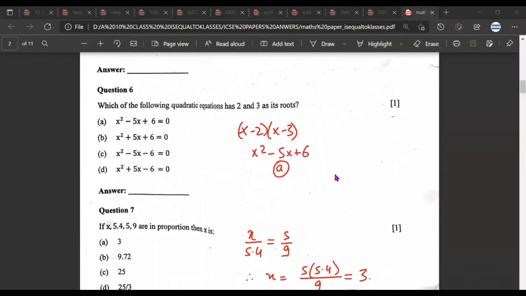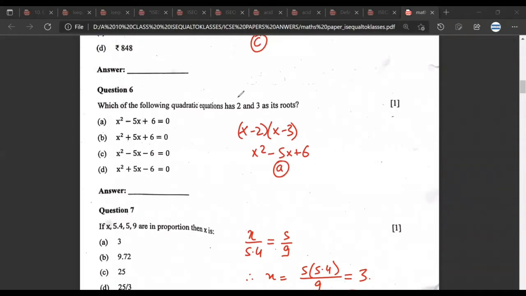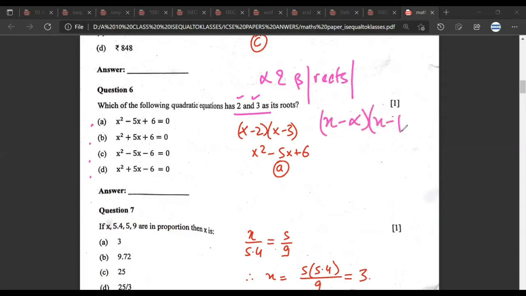Question number 6. Which of the following quadratics has 2 and 3 as its roots? See, one way of doing this question is to put 2 and 3 in all these equations. And if you are lucky, you will find the answer to be A or B. But a better way of doing this question is to remember that if alpha and beta are roots of a quadratic equation, then the equation is given by x minus alpha into x minus beta is equal to 0. I just put the values of 2 and 3 here. I solve this. A is my correct answer. I hope you understood. Just remember that.